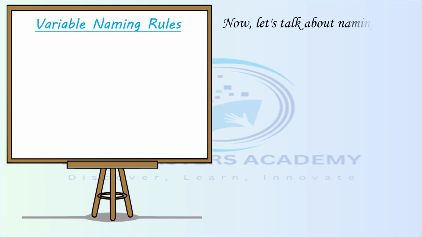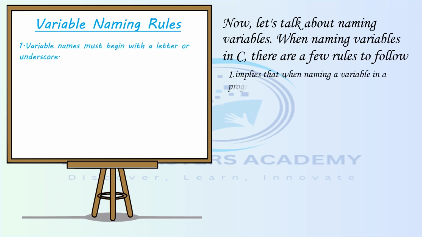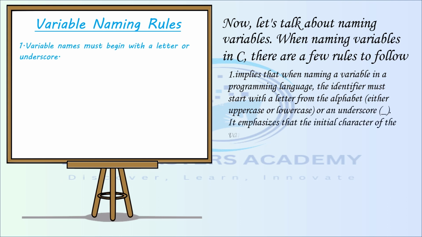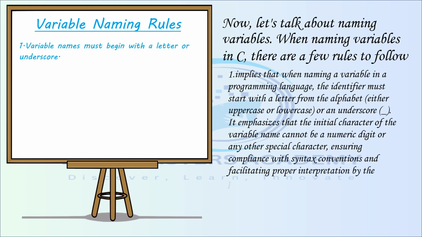Now, let's talk about naming variables. When naming variables in C, there are a few rules to follow. Rule number 1 implies that when naming a variable in a programming language, the identifier must start with a letter from the alphabet, either uppercase or lowercase, or an underscore. It emphasizes that the initial character of the variable name cannot be a numeric digit or any other special character, ensuring compliance with syntax conventions and facilitating proper interpretation by the programming language.